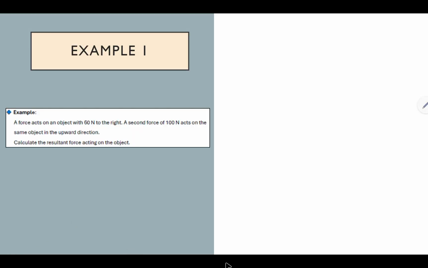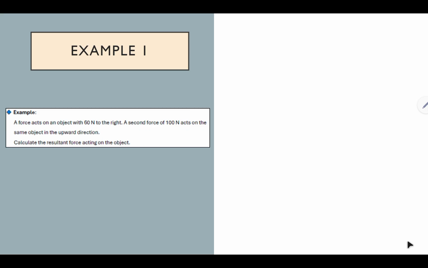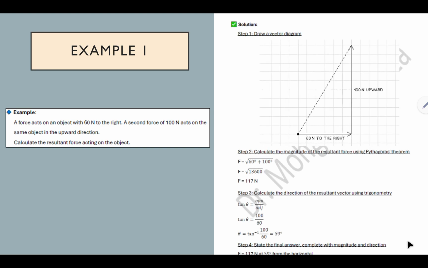Here's an example. A force acts on an object with 60 newtons to the right. A second force of 100 newtons acts on the same object in the upward direction. Calculate the resultant force acting on the object. So what we've done is we've used our graph paper to draw 60 newtons to the right. We've considered one box to be 10 newtons and 100 newtons up. We're going to either measure it or calculate it, but they asked us to calculate it, so we're going to use the steps we've taken previously. So the resultant will be square root of 60 squared plus 100 squared, which gave 117 newtons.